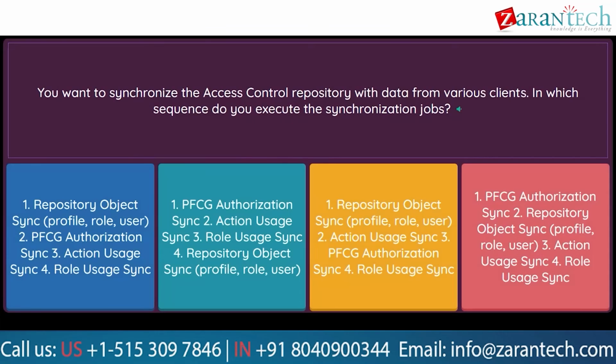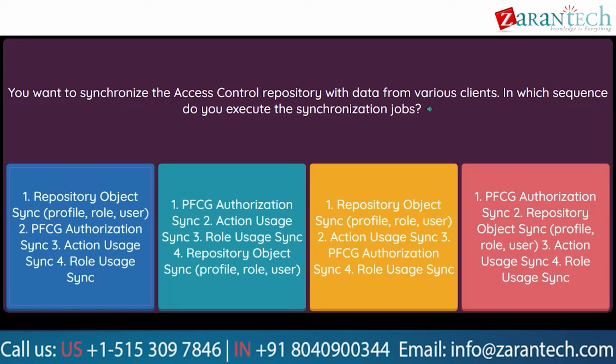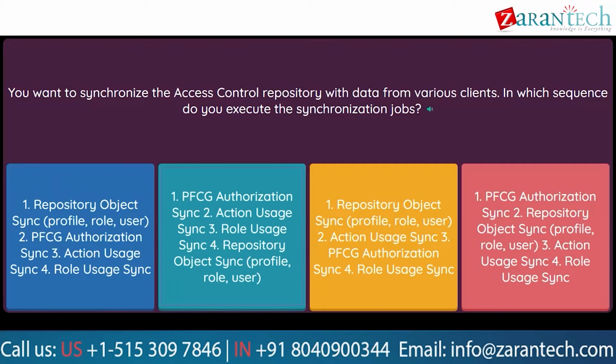Question: you want to synchronize the access control repository with data from various clients. In which sequence do you execute the synchronization jobs? Option 1. 1. Repository object sync, profile, role, user. 2. PFCG authorization sync. 3. Action usage sync. 4. Role usage sync. Option 2. 1. PFCG authorization sync. 2. Action usage sync. 3. Role usage sync. 4. Repository object sync, profile, role, user.